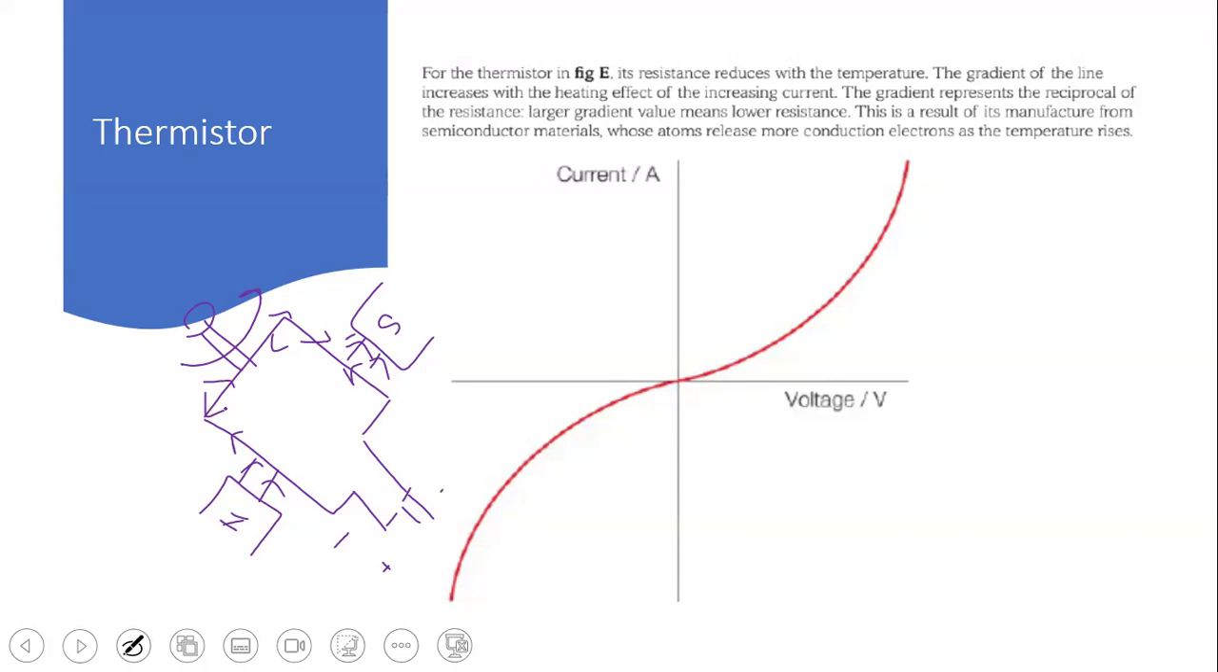Is that a bit clearer now? Exactly what alternating current is? Yeah.